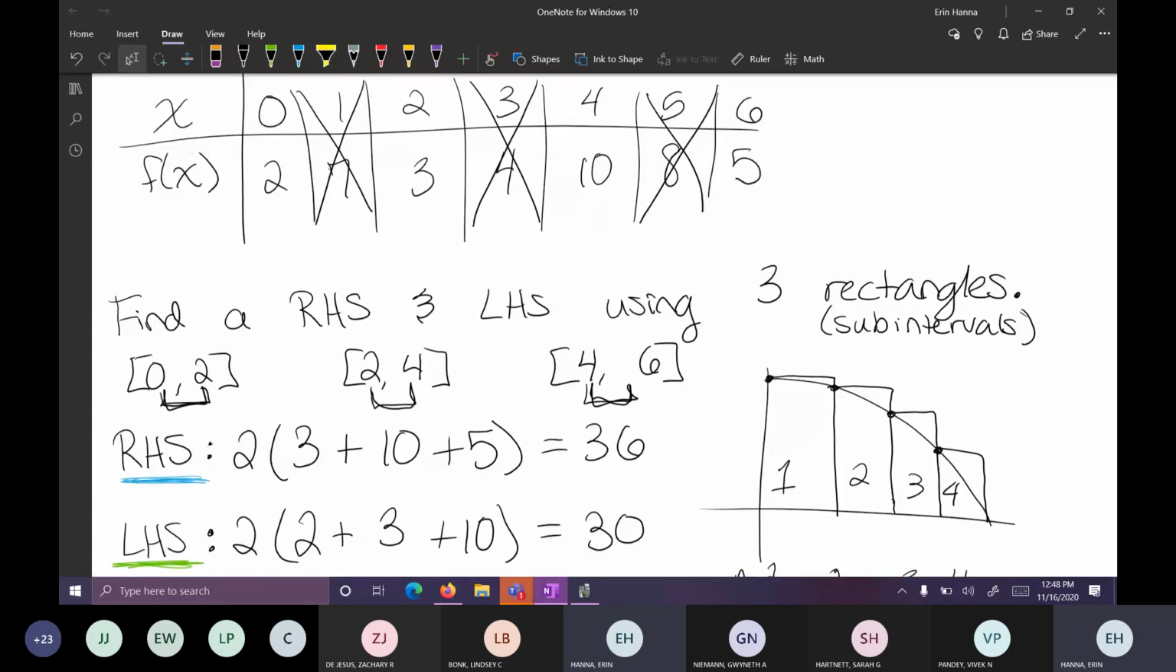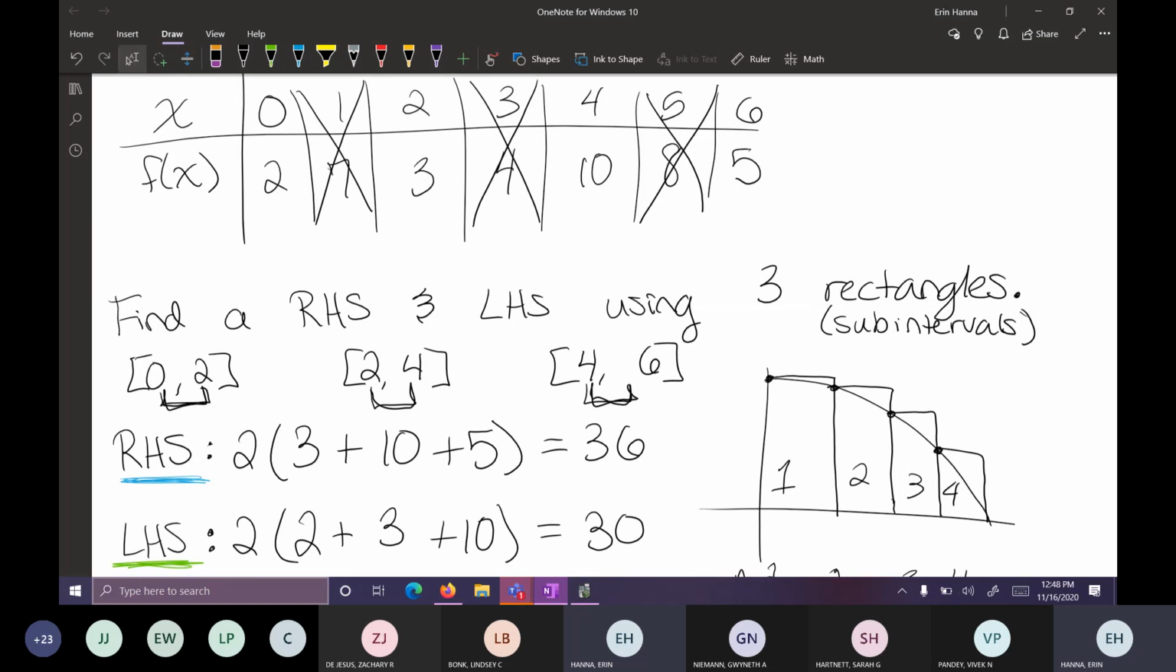Jay, I crossed those out because we weren't going to need them. Notice that the intervals I'm working over are 0 to 2, 2 to 4, and 4 to 6, so I didn't need the values at 1, 3, and 5. I didn't need to cross them out. I just did it to clear up that we weren't going to use those, because they weren't part of our intervals. I just crossed them out for giggles.